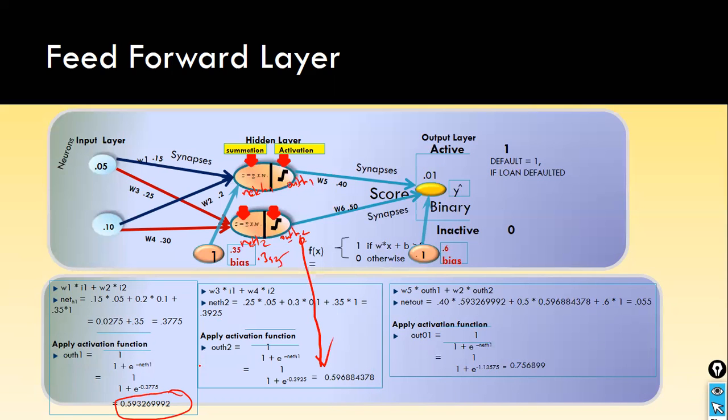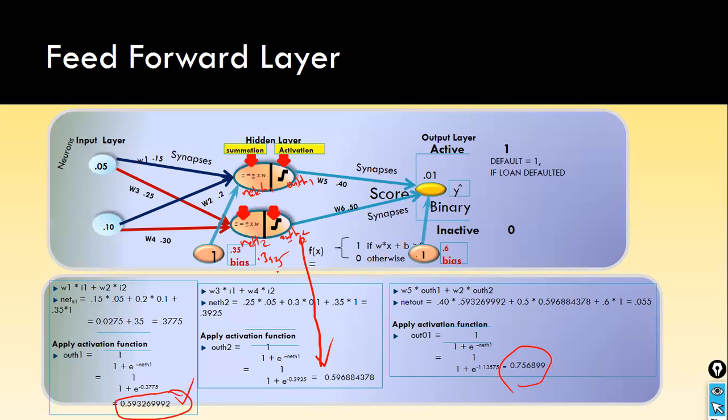The next step is this value into 0.40 from here. For the output layer, the input is out H1 into W5. The out H1 we already computed, into 0.40, plus this 0.50 into this 596, plus the bias in this layer. In the output layer, there is a bias. In this case, the bias weight is 0.6 into 1. This value is, let's assume, 1.055.